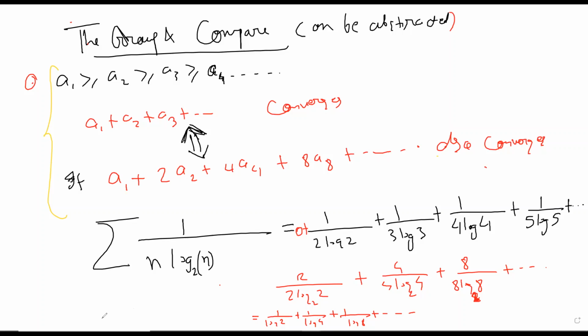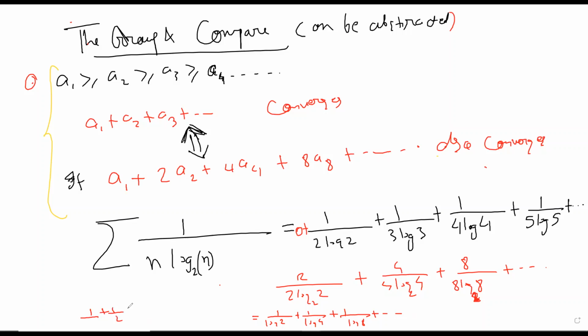You said GP, right? I was going to say the same thing. Yeah, it's a GP. Wait, no, it's not a GP. It's coming 1 by log 2, 1 by 2 log 2, 1 by 3 log 2, 1 by 4 log 2.